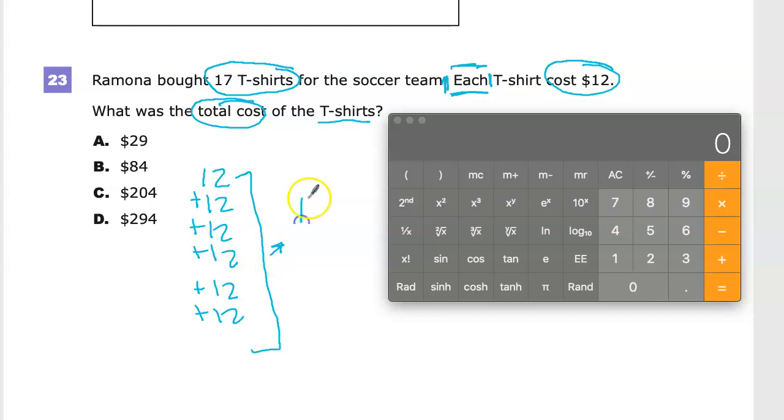So we can have our 17 t-shirts times 12, and that's where this each comes in. So if you see the word each in a problem, it is more than likely going to be a multiplication problem. We have our 17 shirts and we want to see what the total cost is if they each cost $12. So we can go ahead and do it this way by hand if you want to, so we'll go ahead and do that.